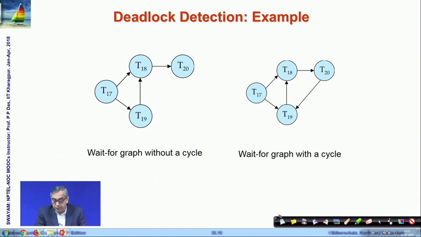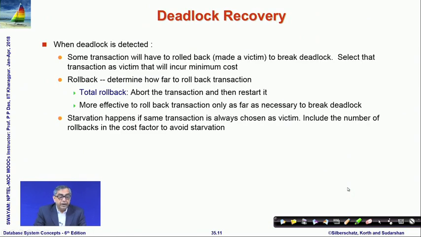So, there is no possibility of a deadlock there, whereas in the graph on the right, you can see that these three are waiting on each other. So, no matter how long you wait, this deadlock will never be broken, and the deadlock detection system has to detect this cycle and decide to abort one of these transactions, so that the rest of the transactions can progress. So, this is a simple deadlock detection mechanism.